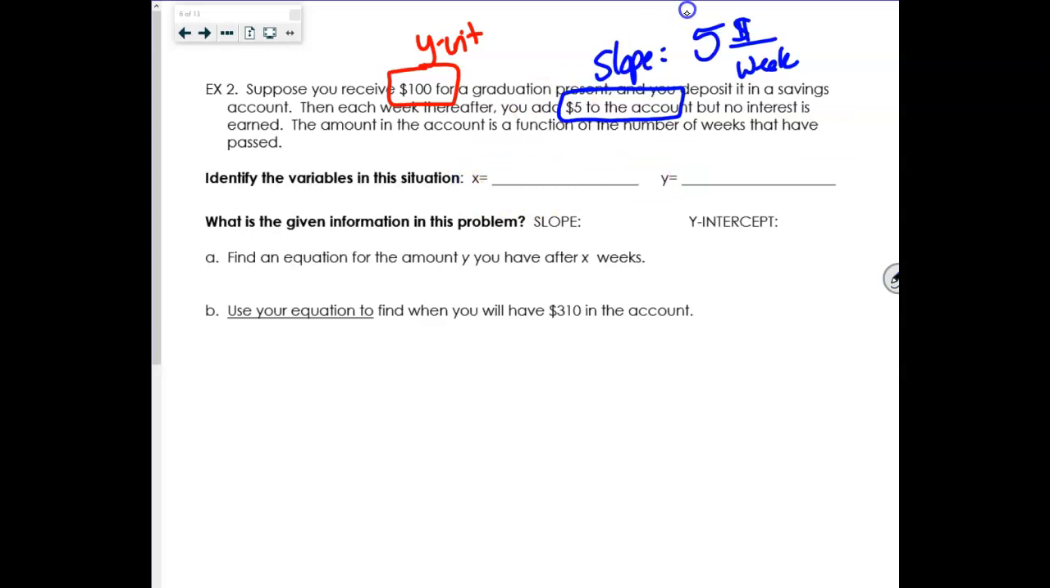Identify the variables. Well, the slope label is what's going to help you with the variables, guys. Remember, slope is the change in y over the change in x. So x is measuring weeks, so I'm going to say that's the number of weeks. And then the y is measuring how much money you have. So what would be a human way of saying how much money you have in your bank account? You can say amount of money in your bank account. That's fine. Is that called anything? Balance. Thank you.